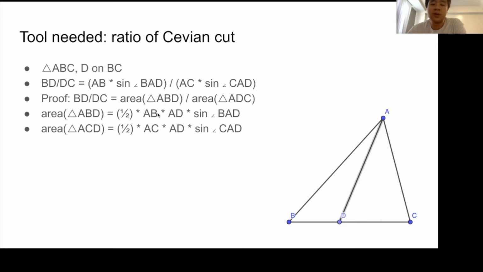The second one is by using the sine rule for the area of a triangle, meaning that the area of ABD equals half times the line AB times the line AD times sine of BAD, and the same for triangle ACD as well. Therefore you can simply equate that BD divided by DC equals the ratio of this equation divided by this equation, and then you end up with the thing that you need.